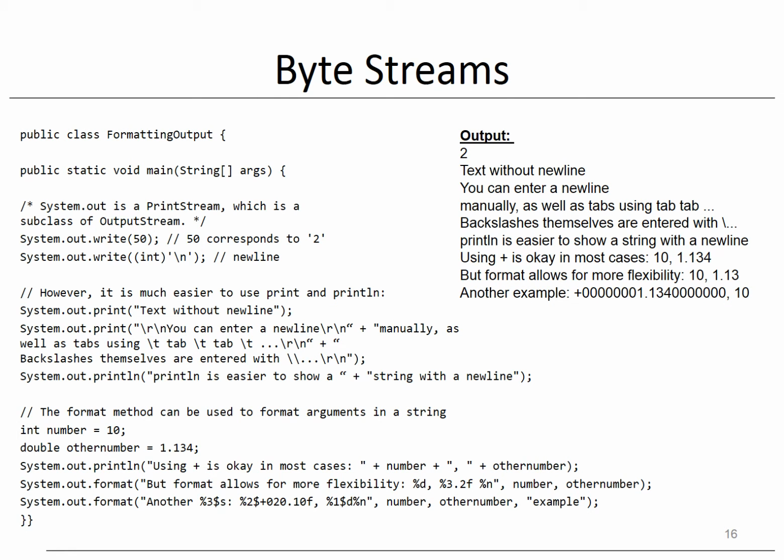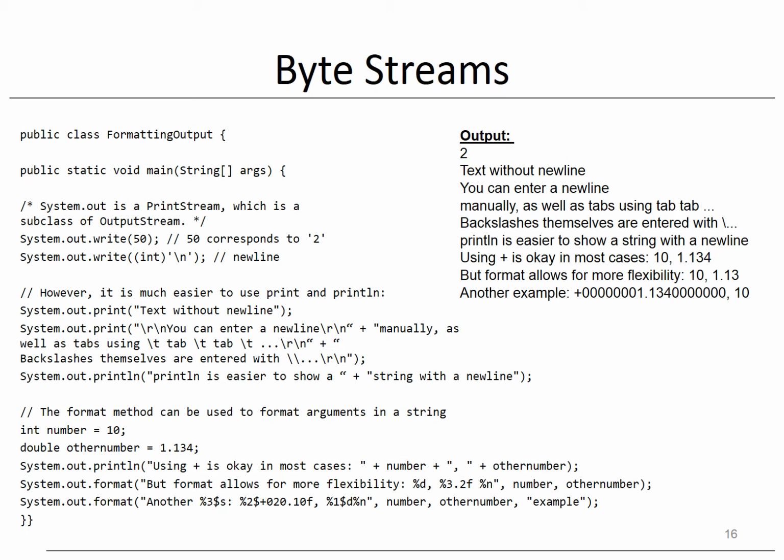Here you can see an example of using a print stream object. In this example, we are using System.out as a print stream object. Since print stream is a subclass of output stream, it also implements the write method, which works with bytes, remember. The method System.out.write(50) prints the byte 50, which is represented as an int and corresponds to character 2. A new line character is then added by casting \n to int.